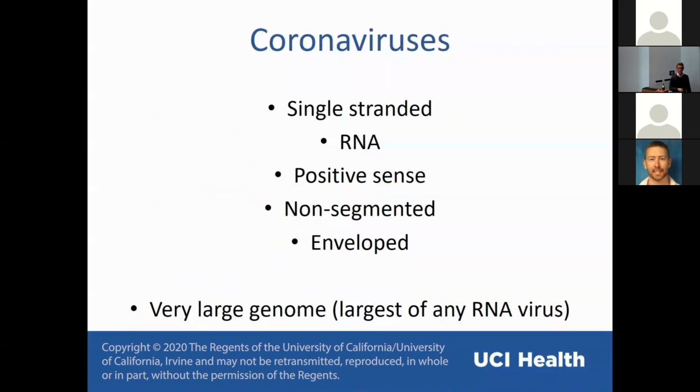So in the case of the coronaviruses, they're single-stranded. That is, they're RNA, they're made of RNA. They're single-stranded. It's positive sense, meaning it's directly translatable into protein. The RNA strand is non-segmented. In fact, it's very long. It's the longest genome of any RNA virus. And finally, these viruses are enveloped.